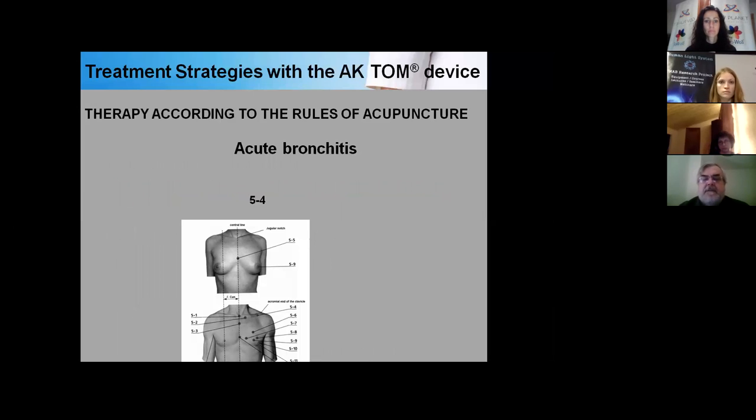5. So this is a point 5-5, acting to the immune system, and 5-4 is acting to an area where we have a lot of nerves and a lot of big blood vessels, and so you can give an additional support in the case of bronchitis therapy.